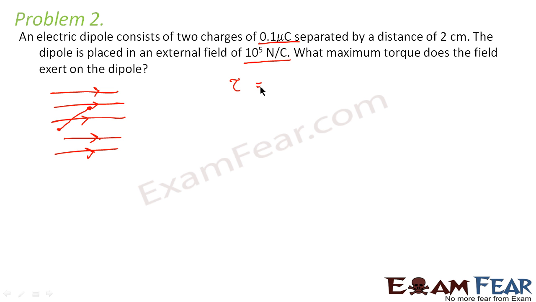So what is the torque that the field will exert anyways on the dipole? That is given by PE sine theta, where theta is the angle at which the dipole is oriented with the electric field. So now for maximum torque, sine theta should be 1. So torque maximum should be equal to PE, that is dipole moment multiplied by the electric field. The value of electric field is already given in the question. So you have to calculate the dipole moment.